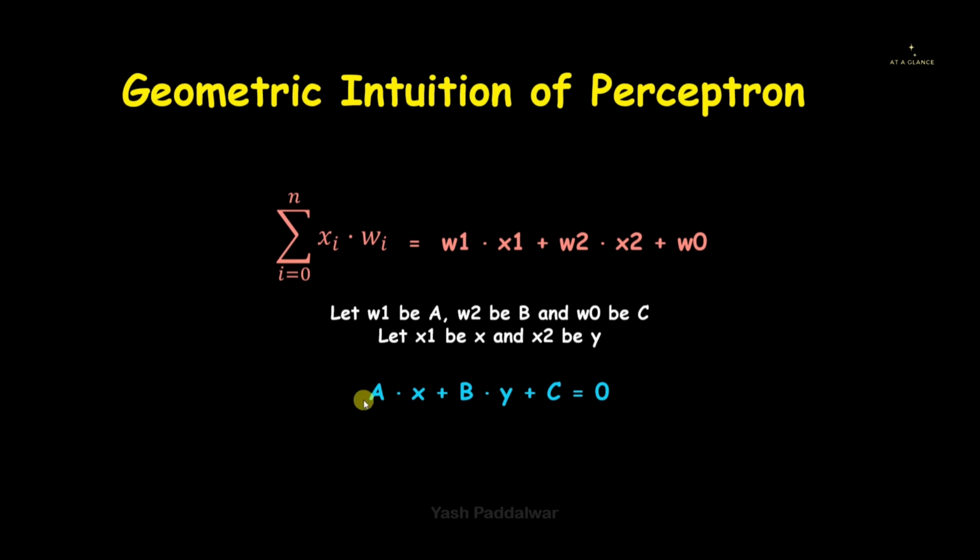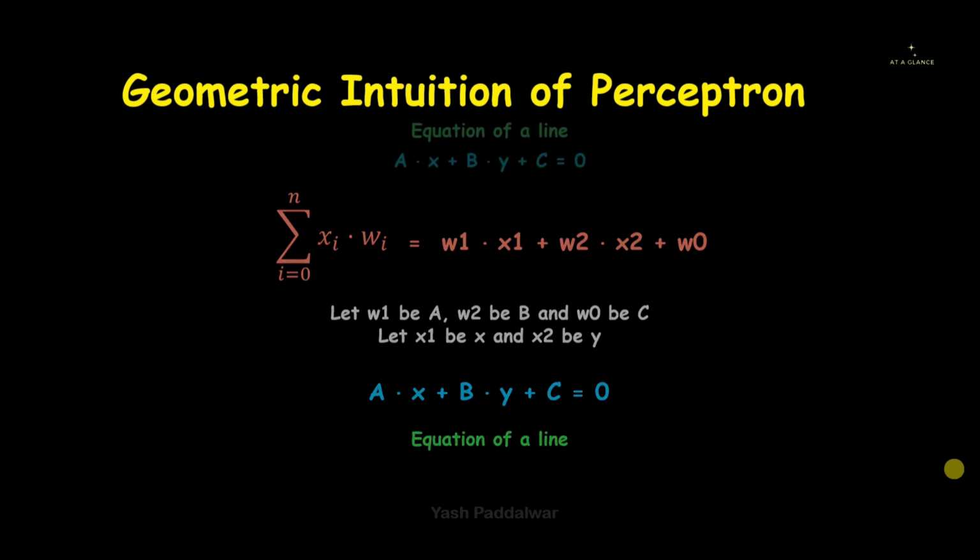Doesn't that look like the equation of a line when we equate it with 0? Yes, it is the equation of a line. We have equated this expression with 0 because in the previous video we have seen that if the value of this expression is less than 0, then the data point lies in class 1, and if the value of this expression is greater than or equal to 0, then it lies in class 2.